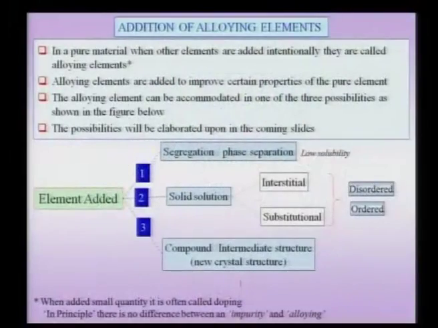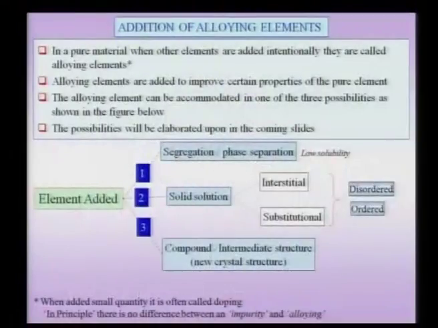Now the alloying element when you add can be accommodated in one of the three possibilities as shown here. So when you add an alloying element, it can either segregate, that means it has no solubility or a very little solubility in the parent lattice, and therefore it gets segregated. Suppose I am talking about a single crystal, then obviously it can get segregated only to the surface. And suppose you are talking about a polycrystal or a crystal with lot of defects, then there are other possibilities wherein this other alloying element can go.